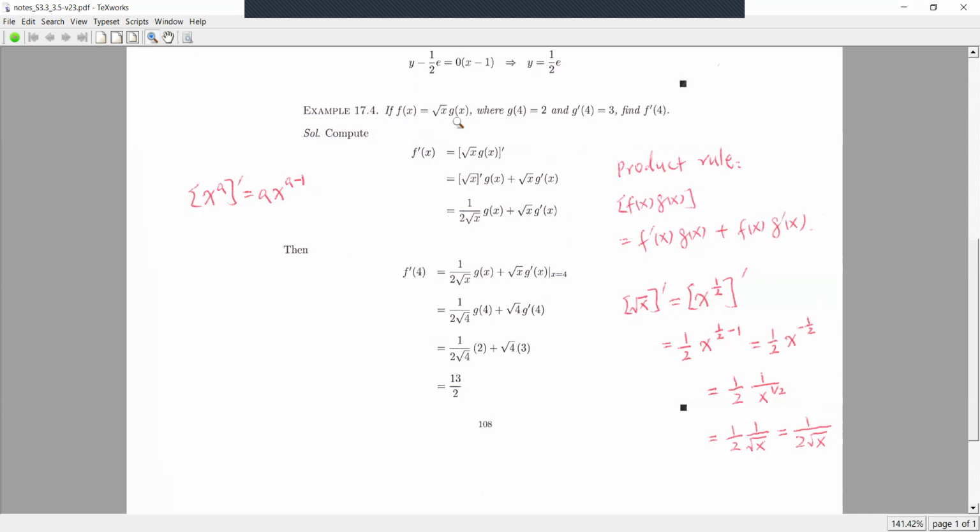The function f is a product: square root of x times g. So we can apply the product rule to this derivative. Then we have this equation. The derivative of square root of x is 1 over 2 times square root of x. The detail is here. So this is the derivative of function f at the point x.